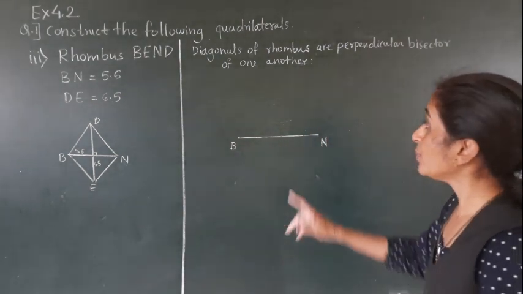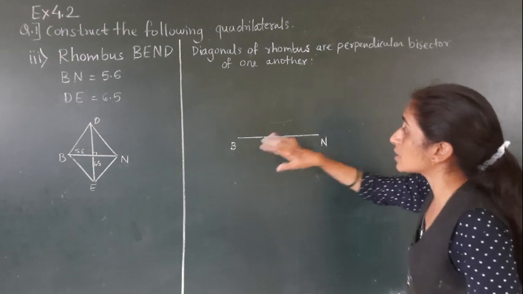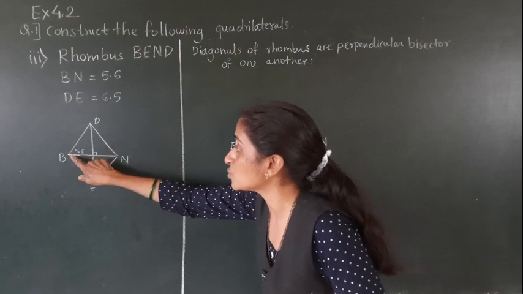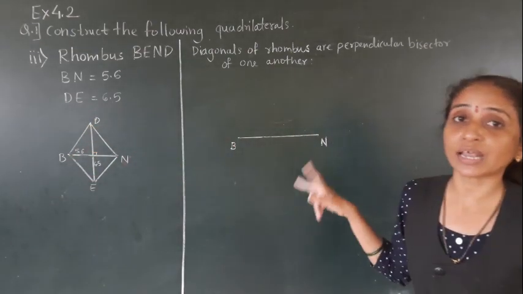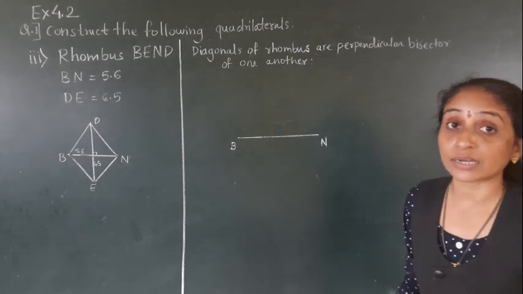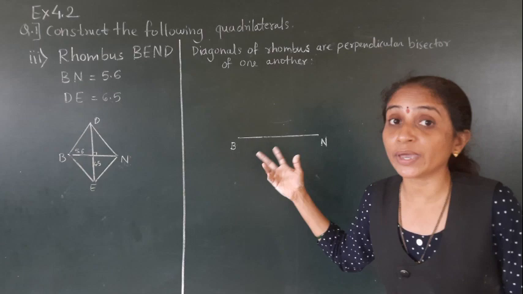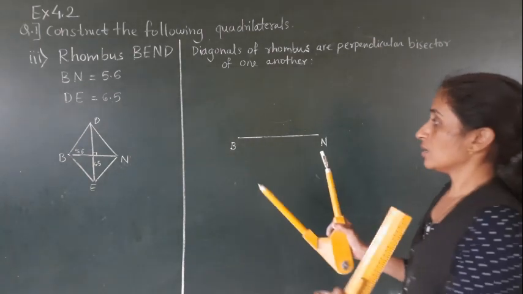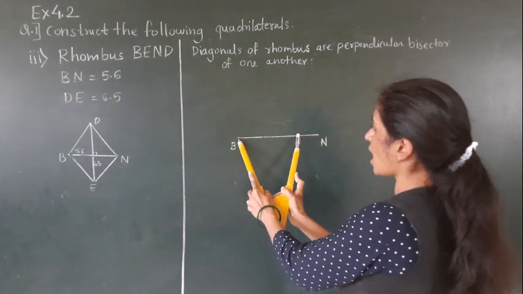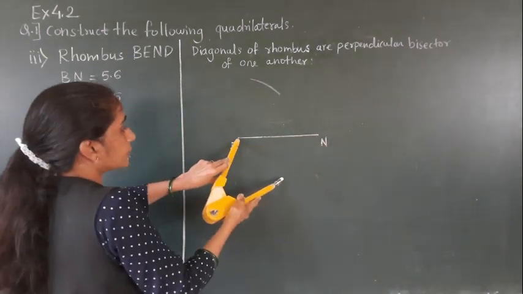After that what can we do? Diagonals of a rhombus are perpendicular bisectors of one another. This is a diagonal of the rhombus. See BN. Now we should find the perpendicular bisector of this diagonal. Now how to bisect? You know how to bisect this length, how to make two equal parts of this. See, B as a center and take more than half measurement. Draw an arc up and down.